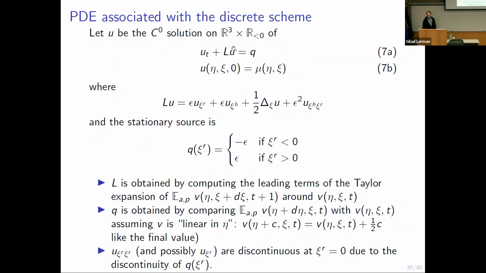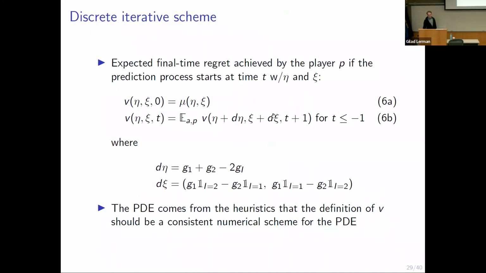So U is a disk... should be SC0 solution. Sorry, SC0 solution on this region. So we have 3 state variables now, 3 spatial variables, and negative times of ut plus lu equals q with the given prescribed final value. So lu is a constant coefficients spatial operator that comes from, again, Taylor expanding the right-hand side of 6b around eta, c, and t.